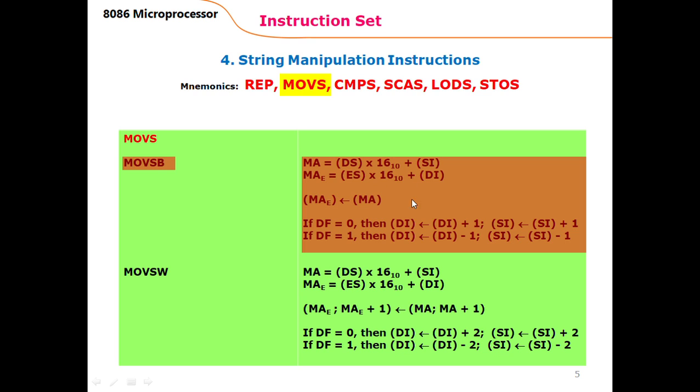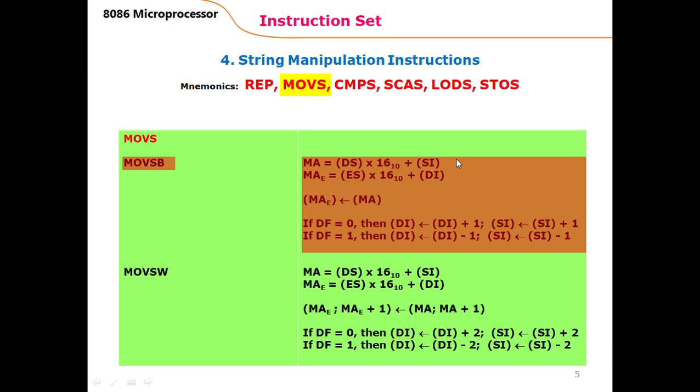And then to reach a specific location within that segment, an offset address is also added. The offset address for the data segment is always provided through the source index register. So summing the two values gives us a memory address, and if we are talking about the 8086 microprocessor, then this would be a 20-bit physical address for the data segment.